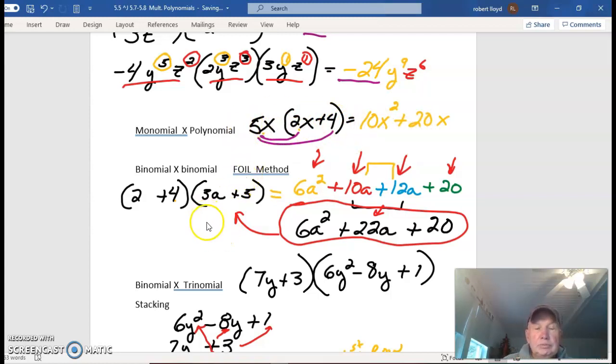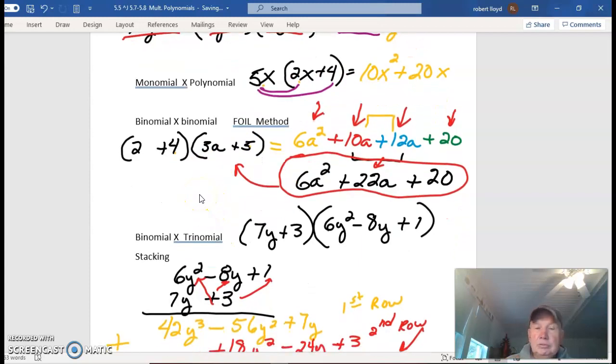The next one is a binomial times a binomial. In other words, 2 terms times 2 terms. So we use the FOIL method, where the F stands for first. So we take the first term times the first term. So 2a times 3a is our 6a squared.